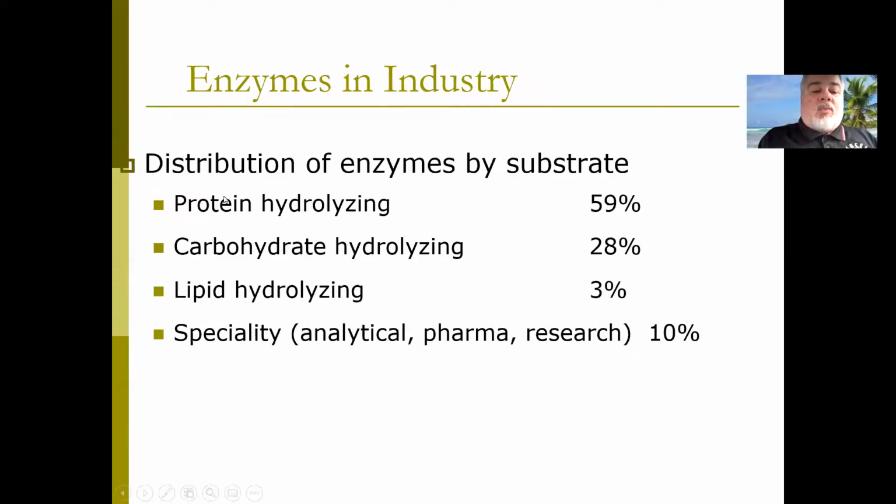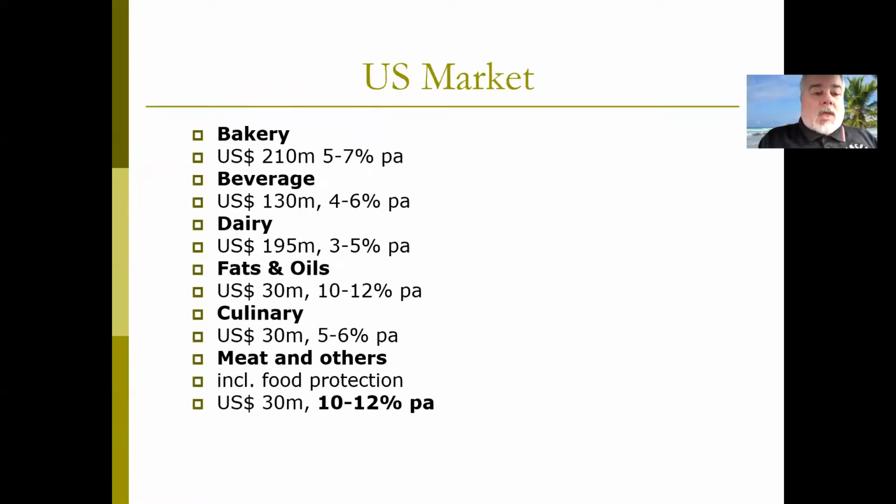Industrially, most are protein hydrolyzing enzymes. Nearly 60% of the industrial food reactions are protein hydrolyzing reactions. Carbohydrate hydrolyzing reactions, lipid hydrolyzing reactions, and specialty reactions in other areas, analytical like research, pharmacy. And some numbers that we don't need to go into. These are older numbers anyway, but I'm not going to take the PowerPoint slide out.